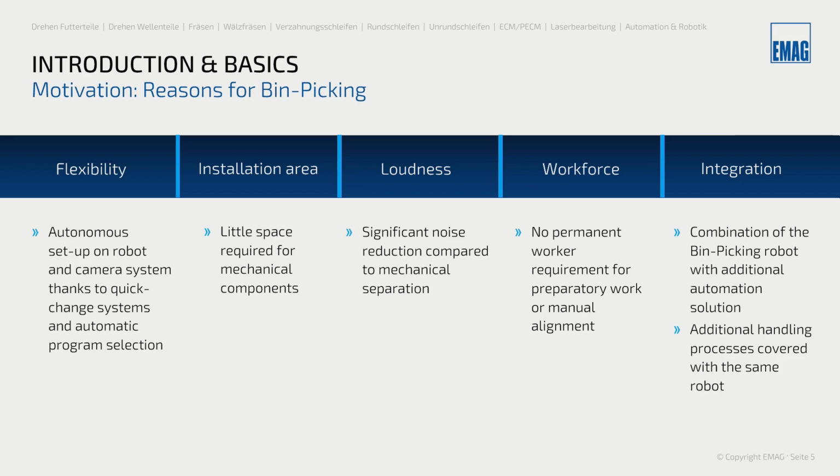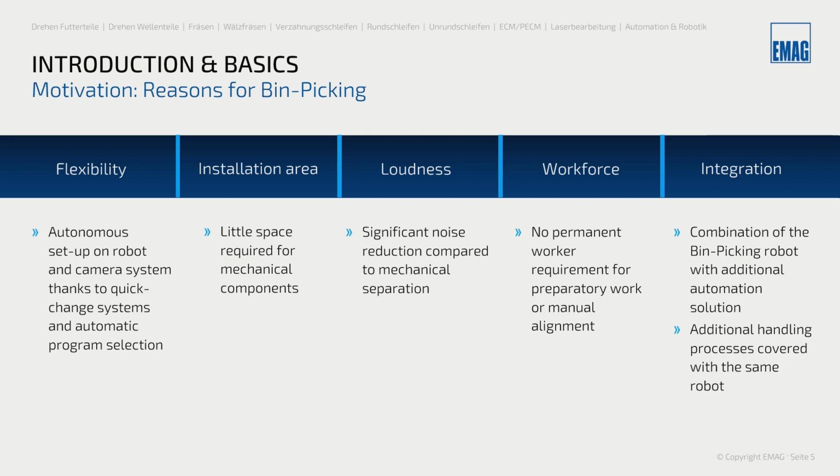Also, the installation area, because space is always a topic, and for a bin picking system, you need very little space. For example, the new MRC that has been developed by EMAG recently, and that you could see at the AMB in Stuttgart this September, only takes around 2.7 meters by 5.1 meters, and therefore it's not big. It's in fact the same size as any normal machine.